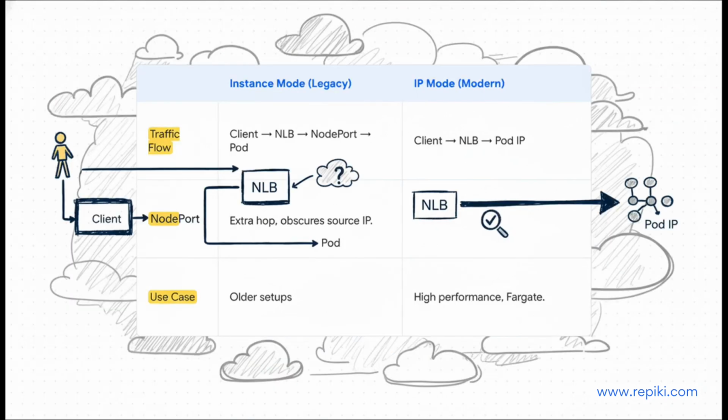Let's start with AWS. Here, the critical choice is how traffic gets to your pods. The old way is instance mode. Traffic hits the load balancer, then gets bounced to a random node, and then finally to your pod. That extra hop adds latency and, crucially, it can hide the user's real IP address. The modern way, IP mode, is way better. It sends traffic directly from the load balancer to the pod's IP. It's faster, more efficient, and gives you the visibility you need.